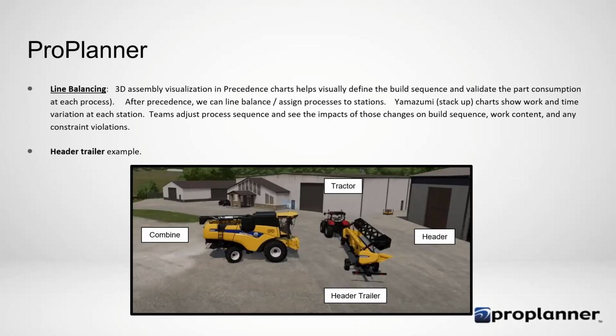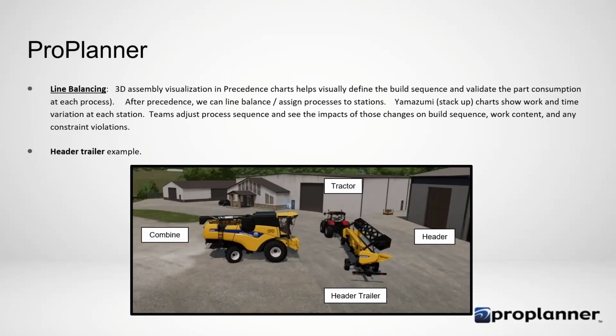Line balancing, we use the 3D visualization technology also there, and we use it in the precedence when we define our precedence. Pre-line balance and post-line balance, when we create our Yamazumi or stack-up chart where we make adjustments and get team buy-in. And so the 3D virtual build data helps us to better assign processes to stations and, again, validate the planned build sequence and find problems before the products hit the assembly line.